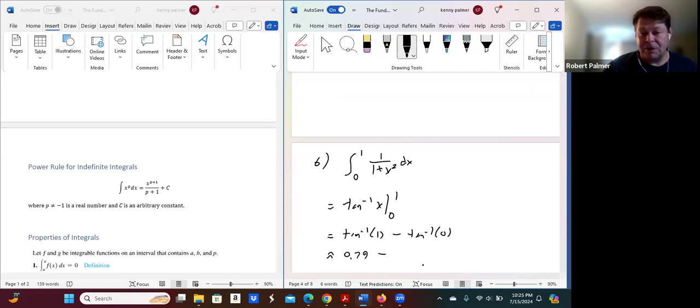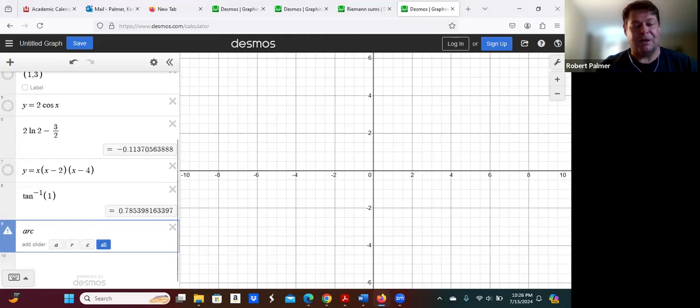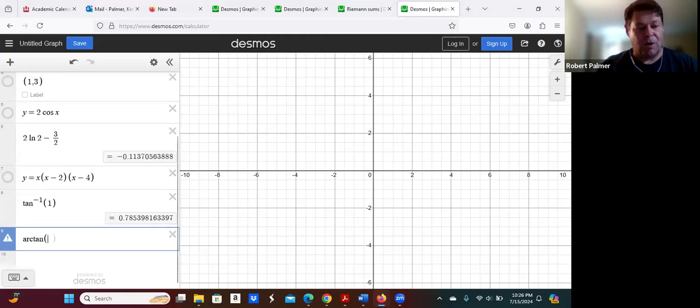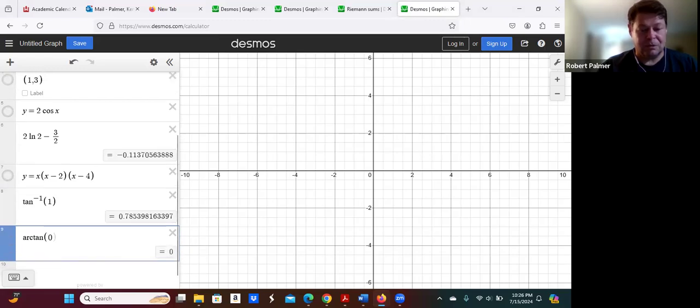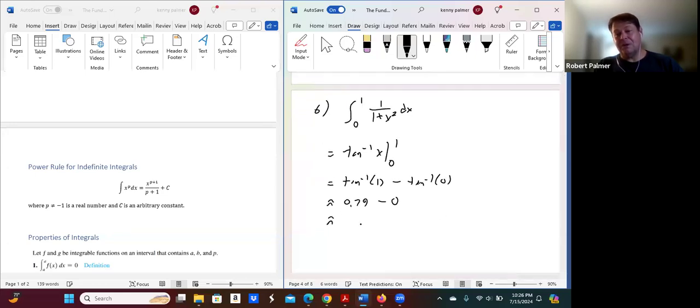Now, the other way you can do an inverse tangent is, you may have heard sometimes inverse trig functions are called arc, like arc tangent, arc sine, arc cosine. We do that, so arc tangent of 1 to make sure you get the same thing. We do. Okay, let's do arc tangent of 0. That is just 0. Okay, that's nice. And so our final answer then is approximately 0.79. Okay, and that's our result.